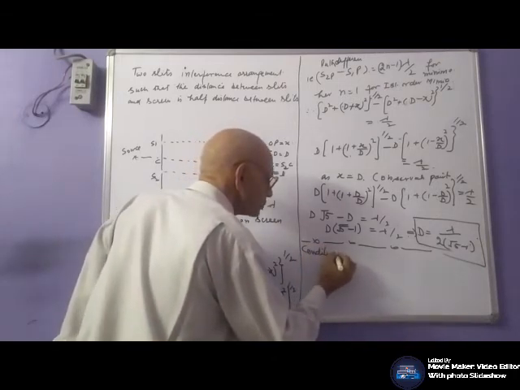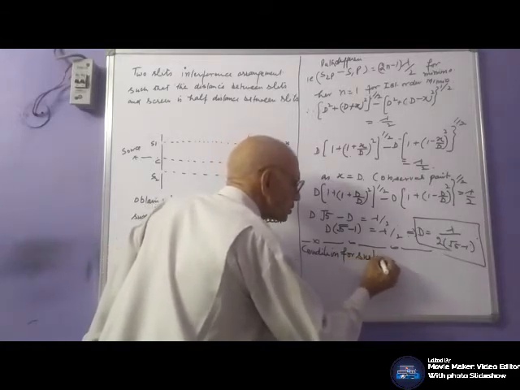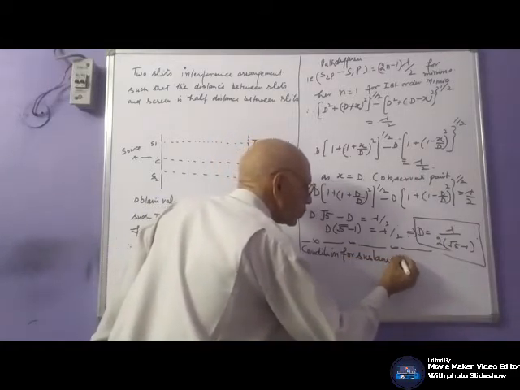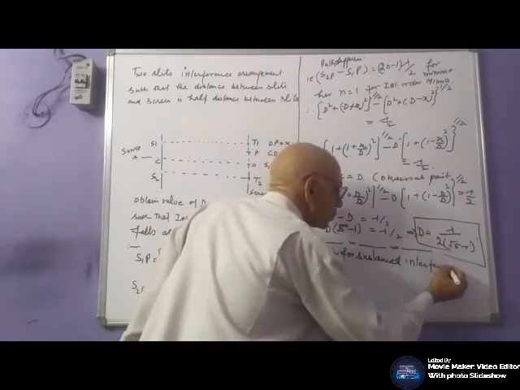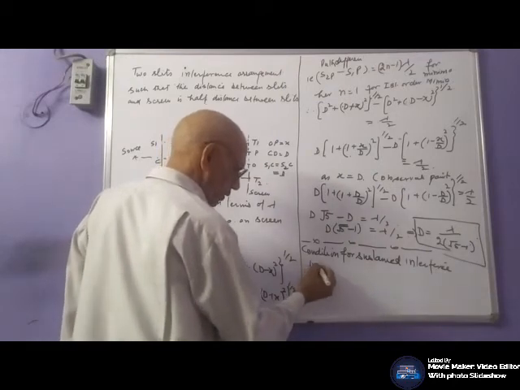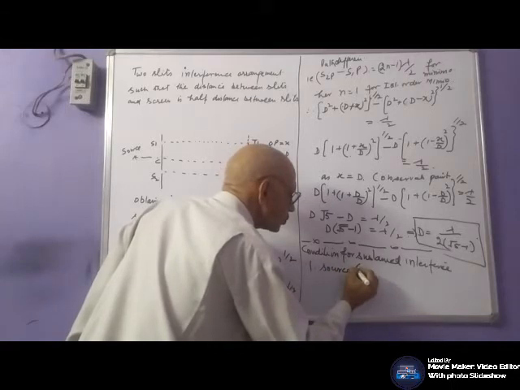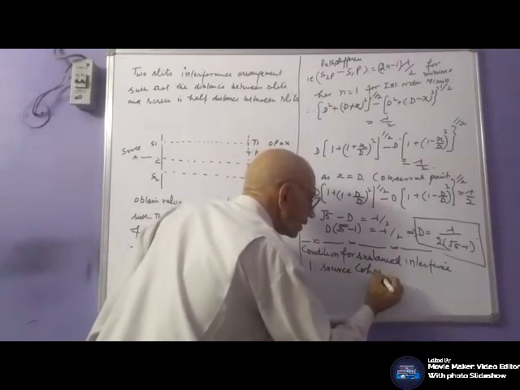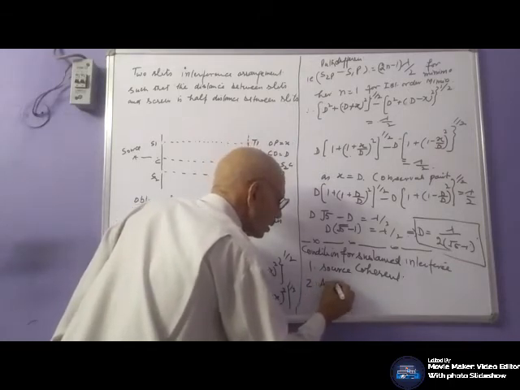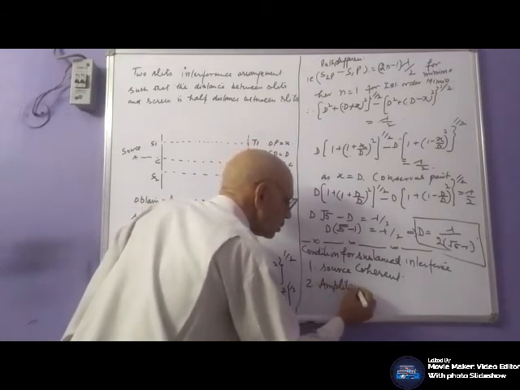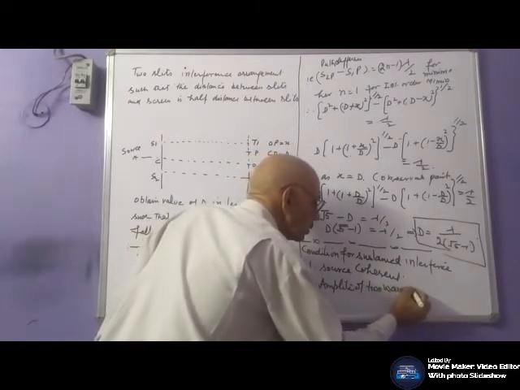Condition for sustained interference. First condition, sources coherent. Second, amplitude of two waves equal.